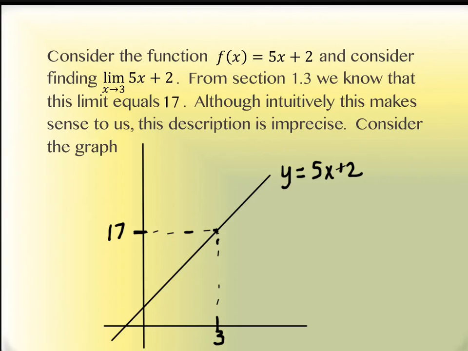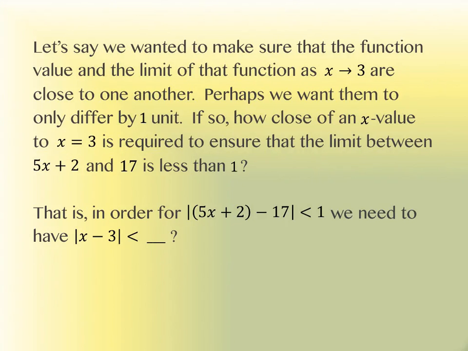Okay, so the idea behind what we're doing today is that we're wanting to make sure that as we get close to the x value of 3, we're also getting close to the y value of 17, that happens sort of simultaneously. And what we're saying is, let's say that we only want our y value to be 1 unit away from the 17. Okay, so we want our y value to be between 16 and 18.